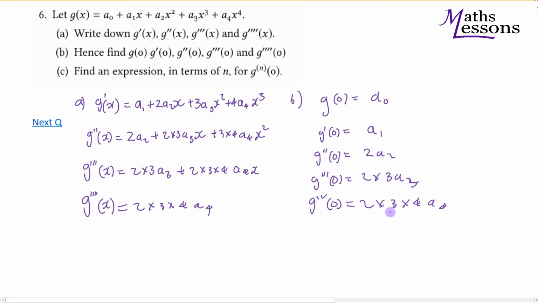So that was an a3 there, apologies. I made a mistake there again. It's 2 in 1 question. So for part C, find an expression in terms of n for g the n of naught.